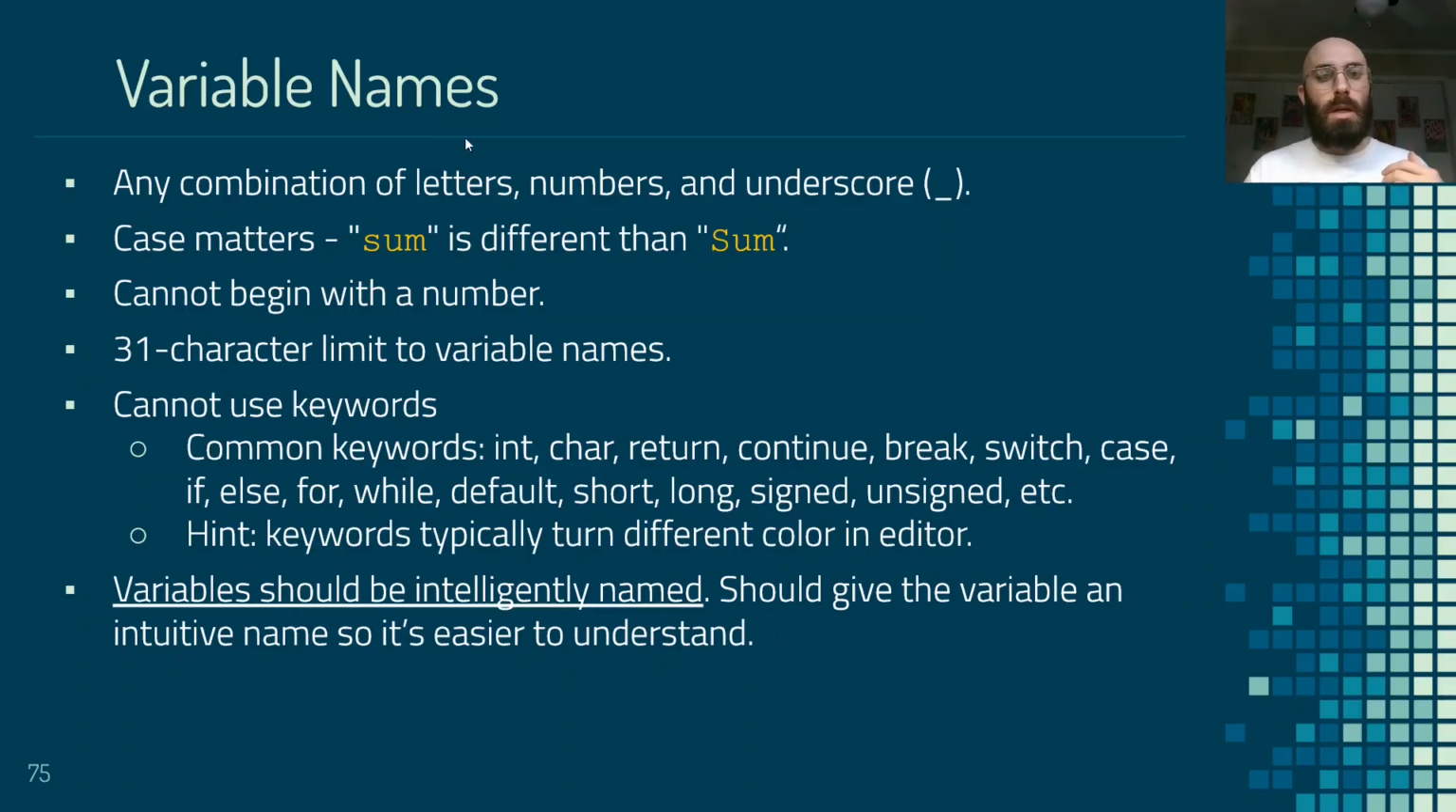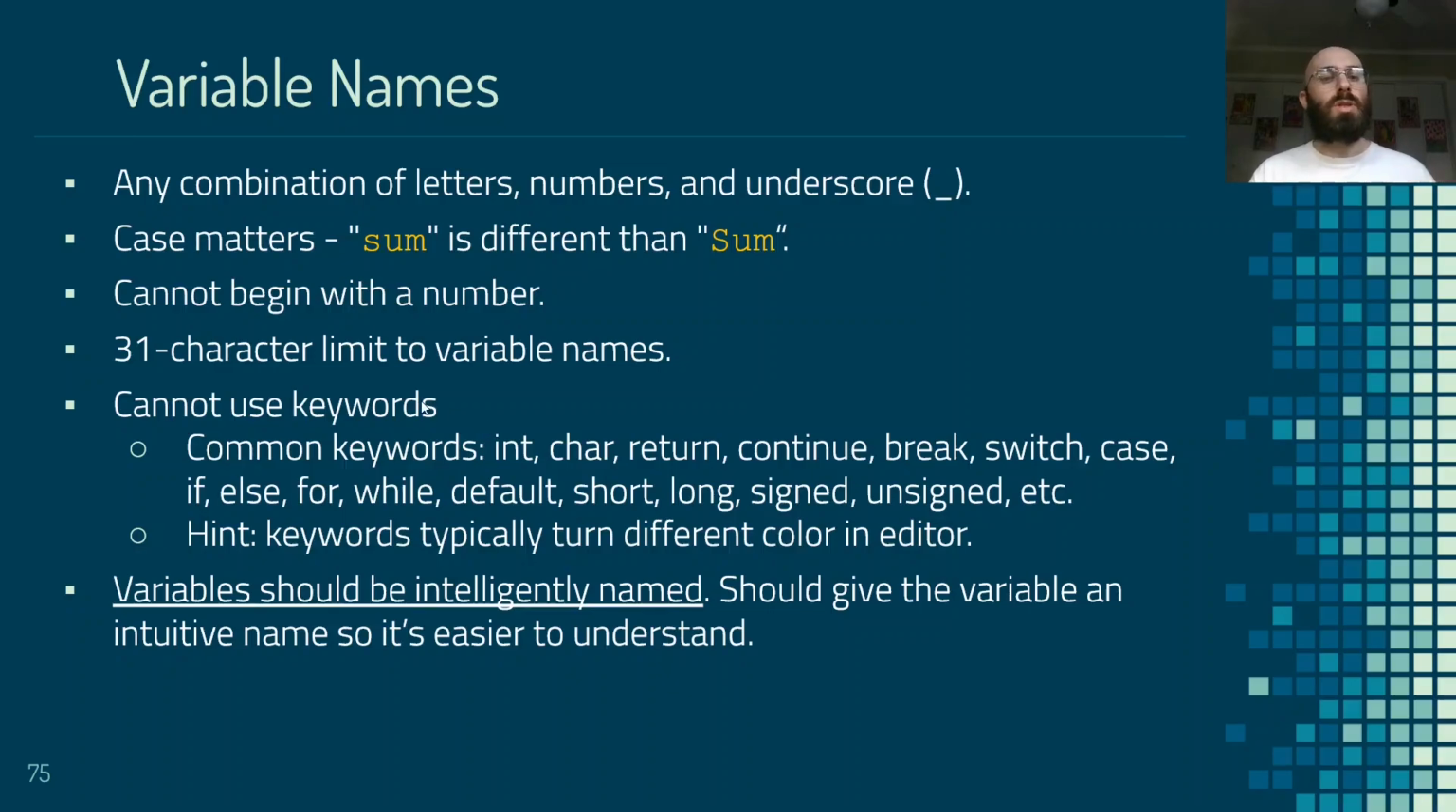The rules are, it can be any combination of letters, numbers, and underscores. You can't have spaces in there or else it would get confused about what you're talking about. It's also important to note that case matters. It can't begin with a number, and it can't be longer than 31 characters, or else it just lops off the end of it, and it would think it's the same as another variable name. So just keep these rules in mind.